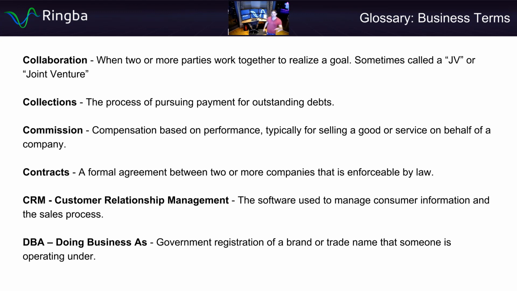Commission: compensation based on performance, typically for selling a good or a service on behalf of a company. If we're talking about pay-per-call specifically, it's a commission earned for every single qualified phone call that someone answers and that meets all the conversion criteria. So if you have a phone call go to a call center, maybe they're on the phone for 20 minutes, it qualifies as a commissionable call. You're going to receive your payout for that call, and that's your raw commission.